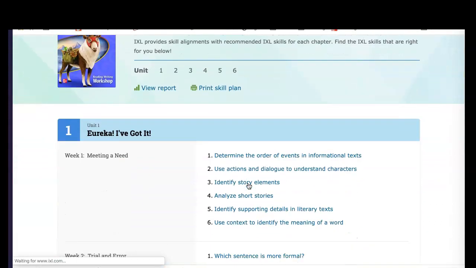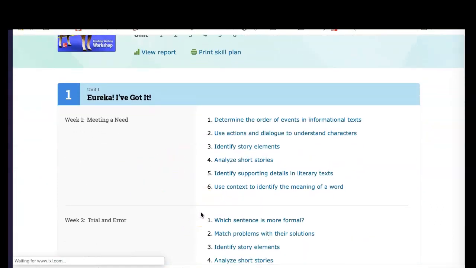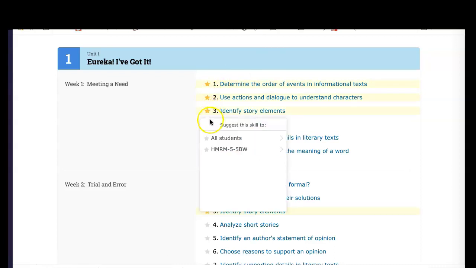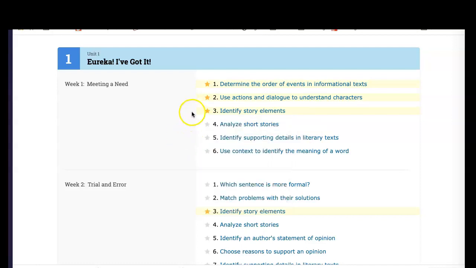And you can see that they have it sorted by the unit and the week that you did. And once again, you can then highlight those stars to tell the students what you would like them to do. You can see IXL is loading over here, so it's taking just a second. So as I click those stars. Now, if you do have more than just one class, you can assign it just to one class or everybody that you have in there.